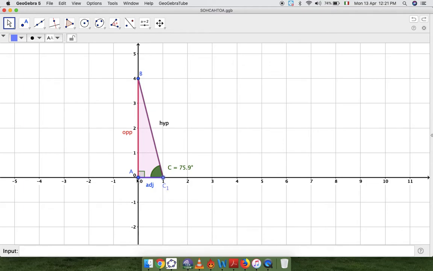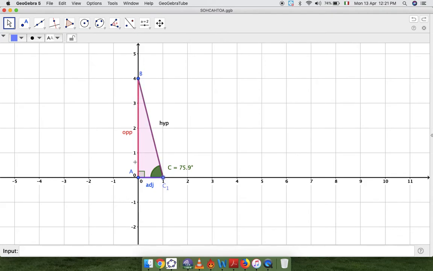This adjacent side, this length, this looks to be about 1, right? This hypotenuse is much larger. So this ratio, the length of the adjacent side divided by the hypotenuse, would probably be a small number because we have a small number, 1, divided by a much larger number. I don't know how large this hypotenuse is. It wouldn't be too difficult, right? Because we can use the Pythagorean theorem.